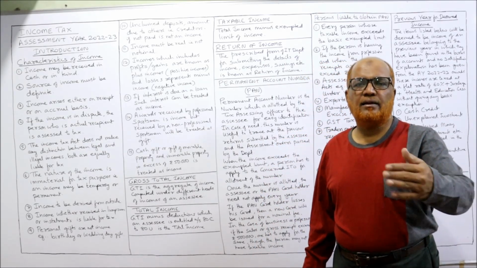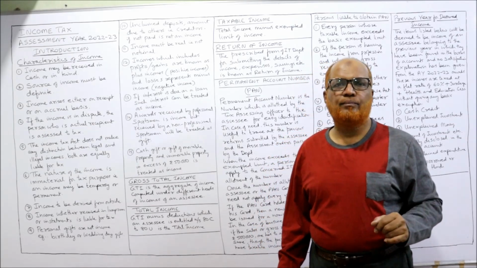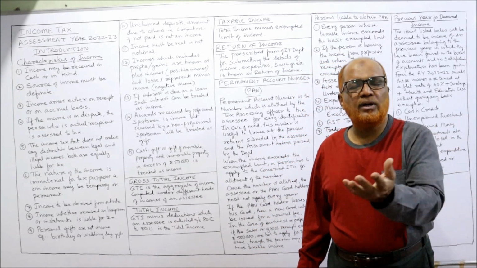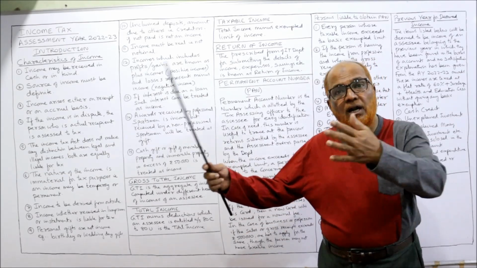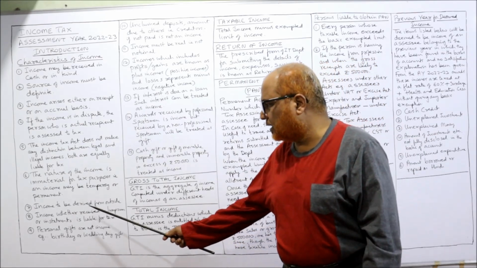Similarly, the monthly pocket money given by the father to the child. From the child's point of view, it is not an income because it is not earned from outside, but within the family, within the house. It is not an income.